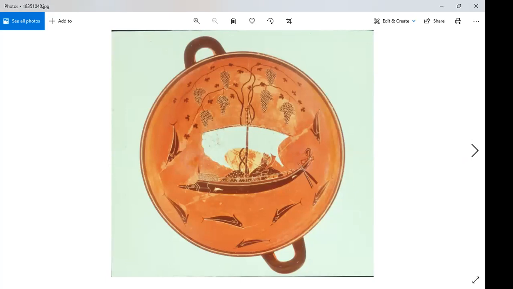Now we start to know the names of some of the artists. In this one, we do know who painted it, Exekias. And of course, it's his last name. And it's spelled E-X-E-K-I-A-S, 540 BC or BCE.